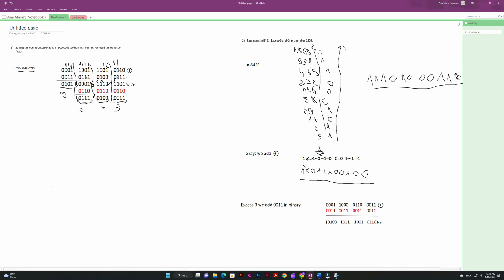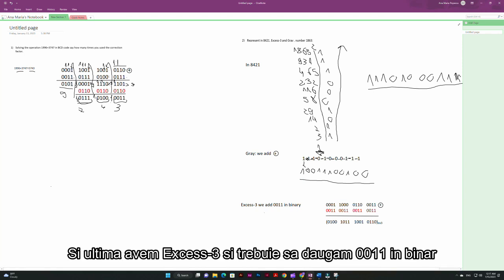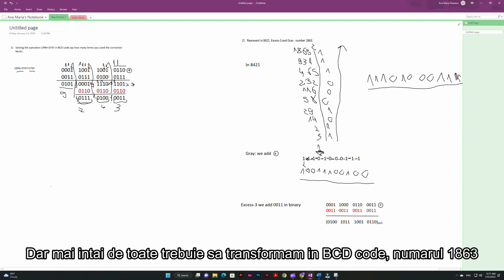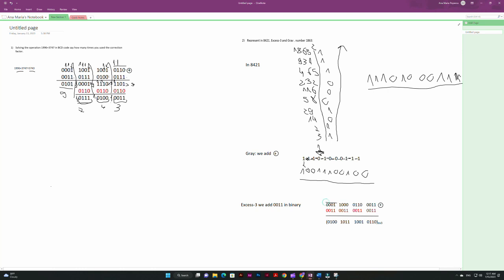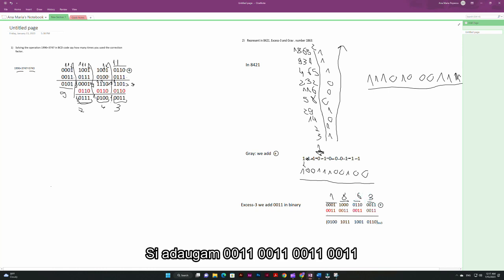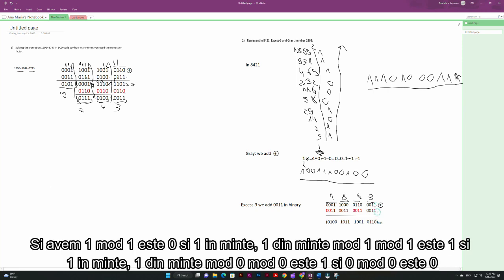And then the last one, we have XS3, and we have to add 0011 in binary. But first of all, we have to transform 1863 in BCD code. This is 1, then we have 8, here we have 6 and 3. And we add 0011, 0011, 0011 and again 0011.